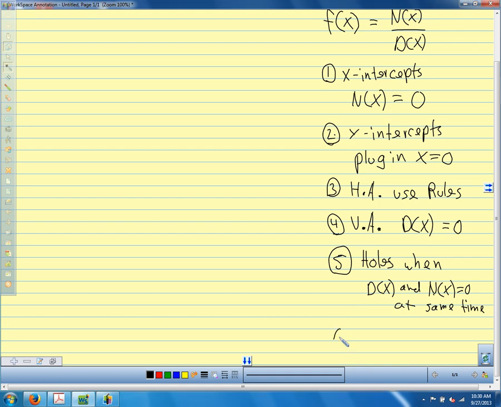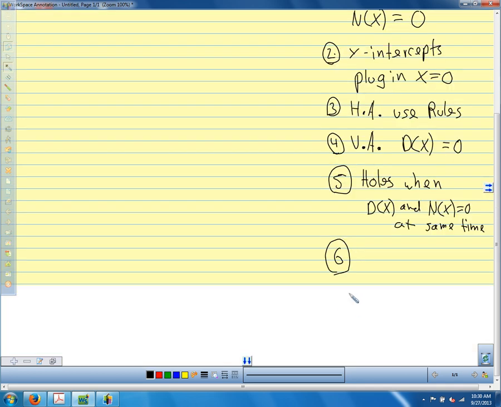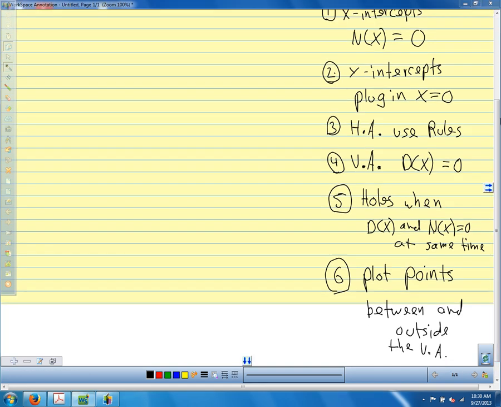And then the last thing we want to do is we will probably have to plot some additional points. Just manually calculate some points to get the shape of the graph. We're going to want to plot our points between and outside the vertical asymptotes. So these are the steps that we're going to follow when we have a rational function and we want to sketch a graph.